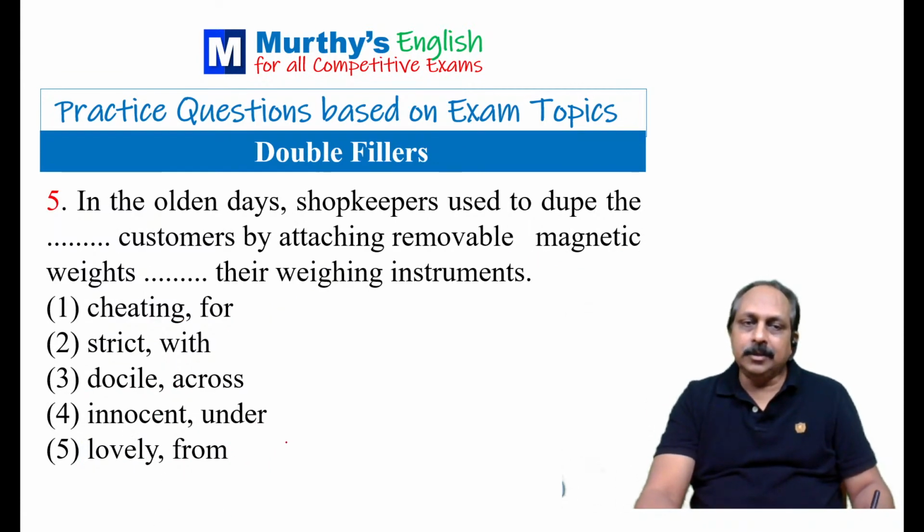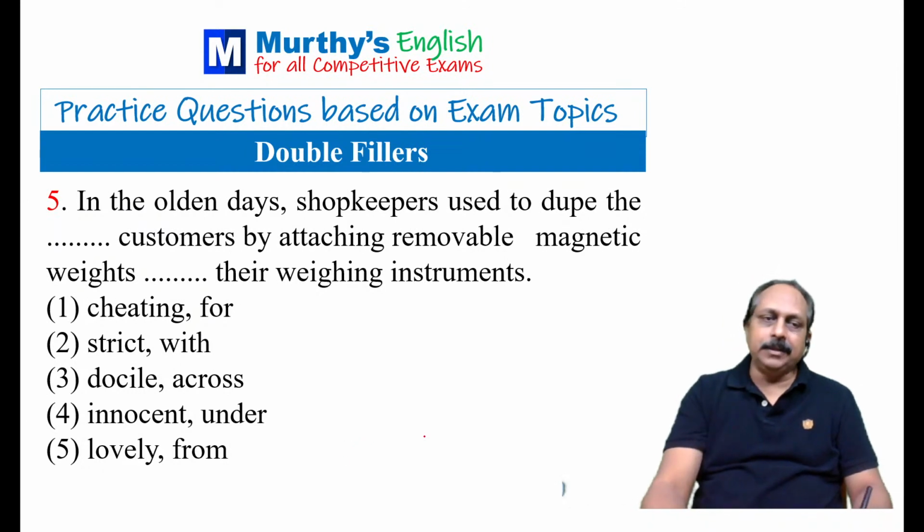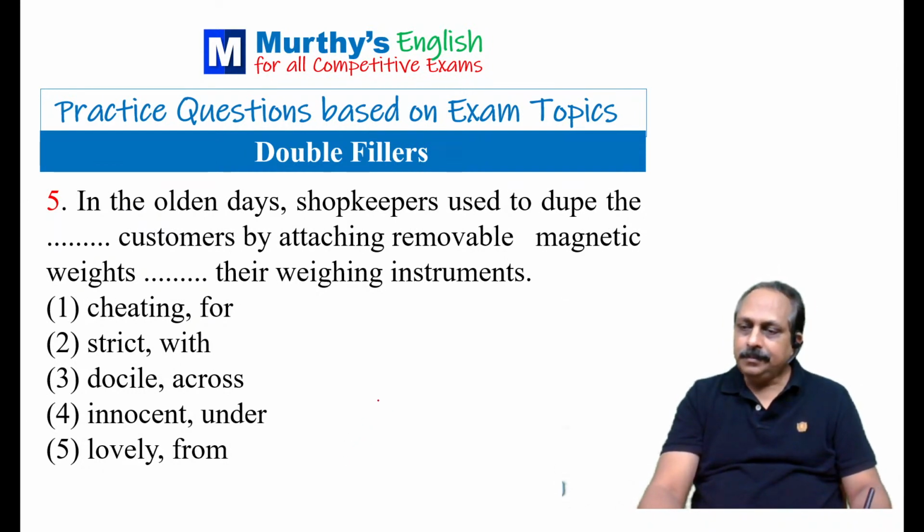In the olden days, shopkeepers used to dupe the customers by attaching removable magnetic weights. They're weighing instruments. This is easy, not that difficult. Fourth one is over. Please go to the fifth one.